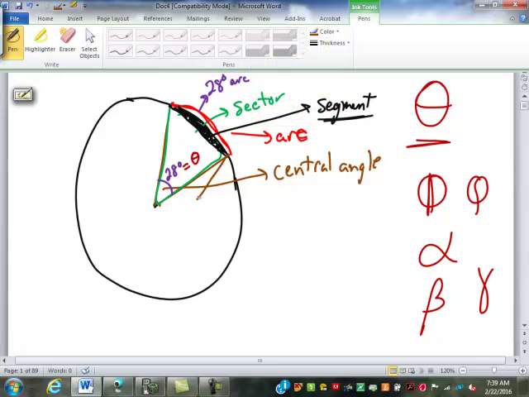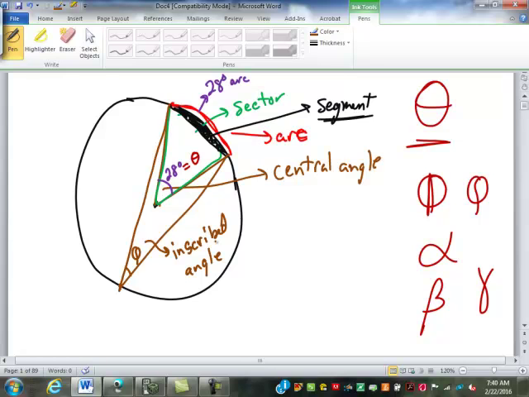Another angle that can be defined is an angle with its vertex on the circle, and that's called an inscribed angle. It's inscribed because its vertex is on the circle. An inscribed polygon has all its vertices on the circle. This inscribed angle, by the way, will be half of the central angle that defines the same arc. So we'll look at that relationship a little bit more.